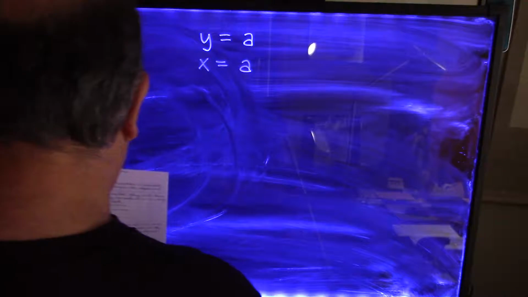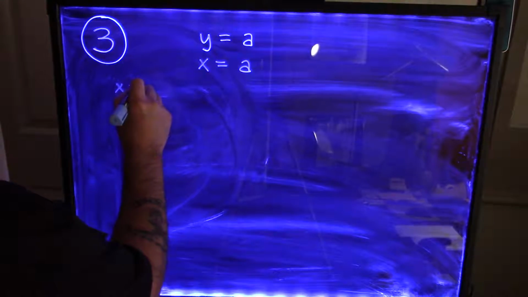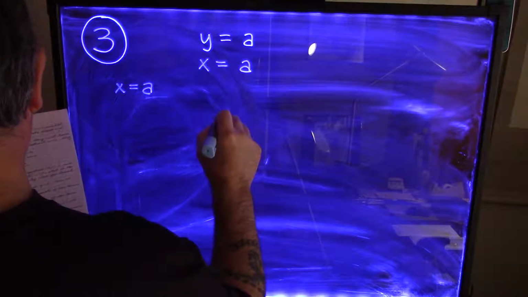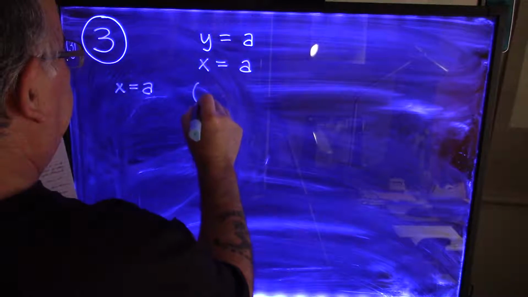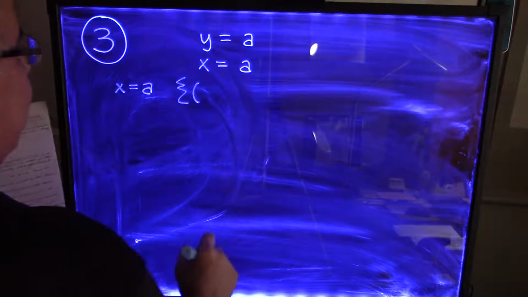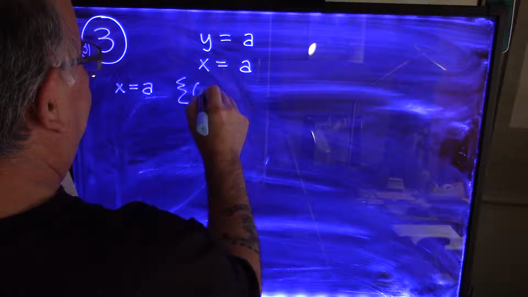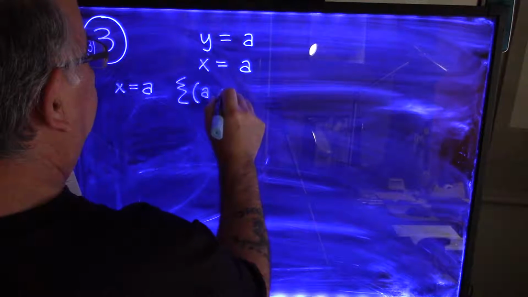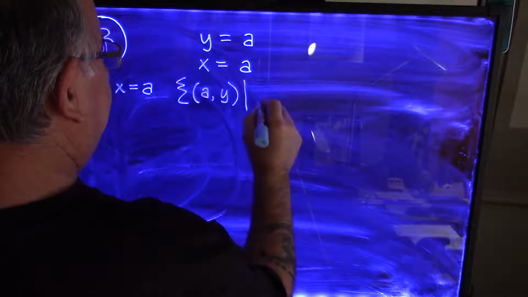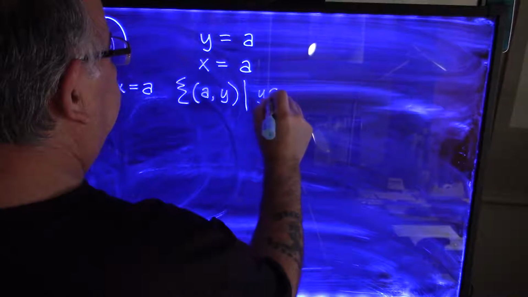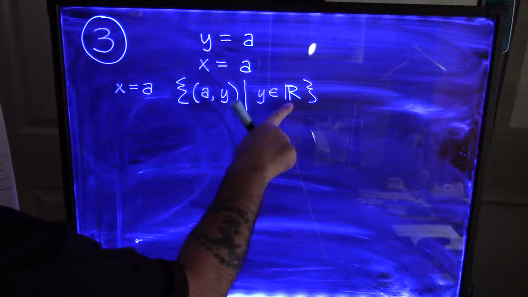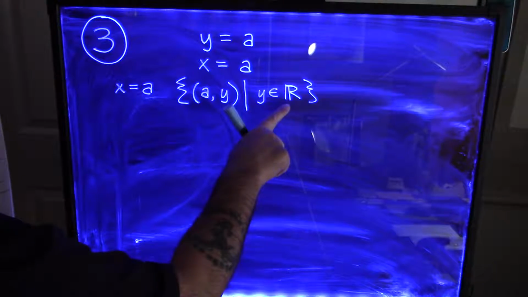All right. Now if you take the line x equals a, that contains all points of the form a, y. So if you want to use set builder notation, this is the set of all points a, y, such that y is a real number. And that style of writing there means the set of real numbers that are there.